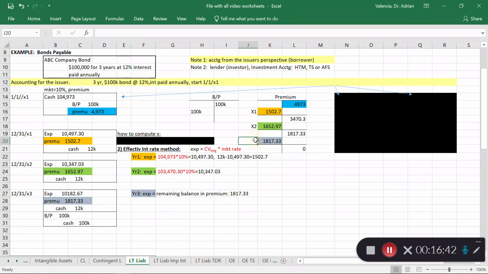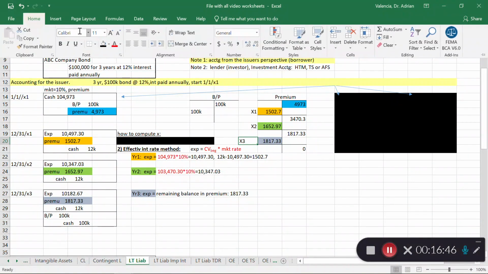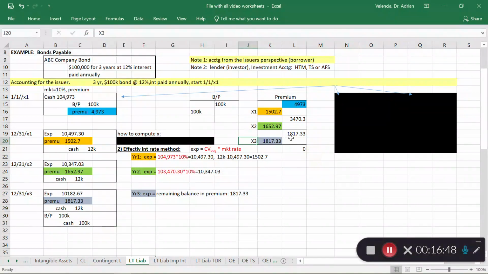Notice that after I do my third interest payment, the balance in the premium account is 0. So at that point, at the end of year 3, the carrying value of the bond will be 100,000 plus 0. And it's at that point that I also have to pay back this loan, right? So I have to credit cash and then I reduce the liability, hence eliminating the balance in bonds payable.